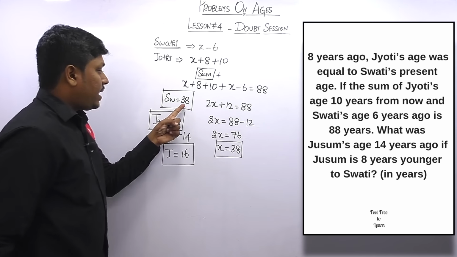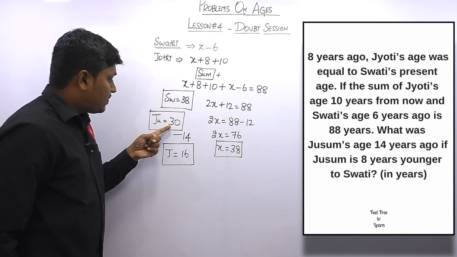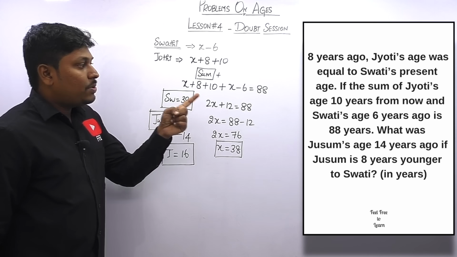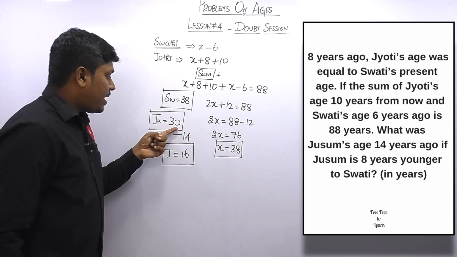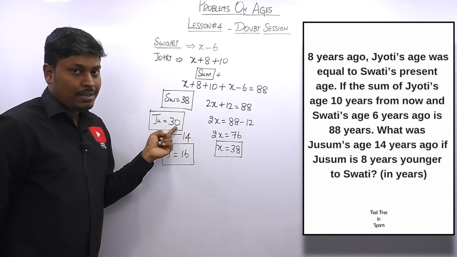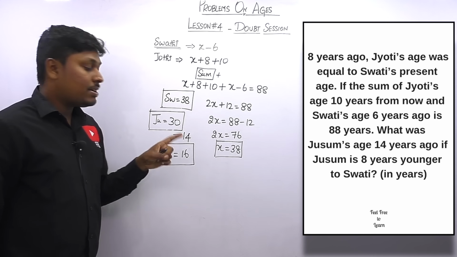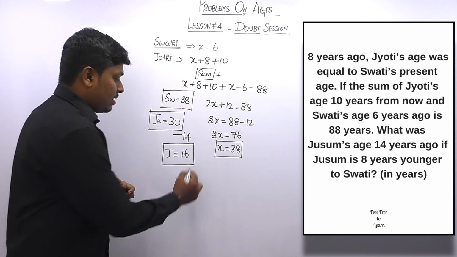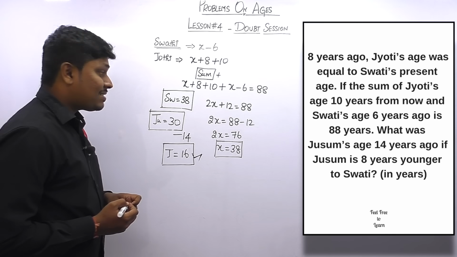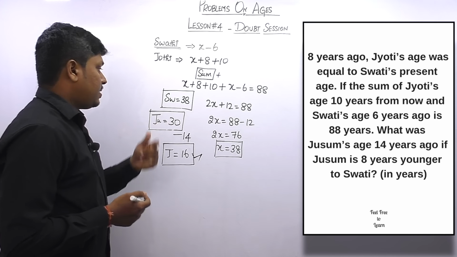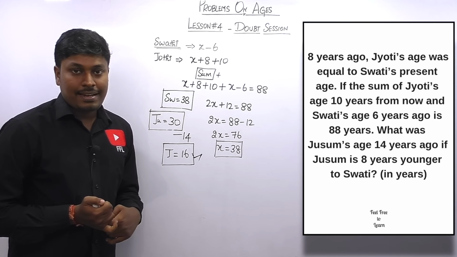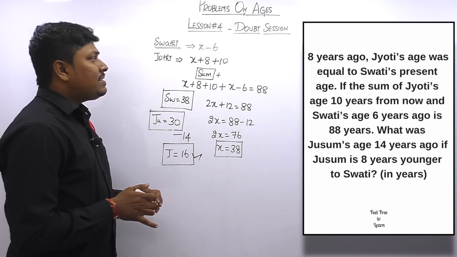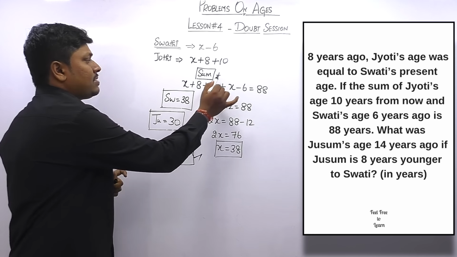So this is the present age of Swati, right? And the present age of Jusum is 30, and they are saying he is 8 years younger, so we have subtracted 8, so Jusum's present age will be 30. But our target is to find 14 years ago, what was Jusum's age? 14 years ago, subtract 14, will be 16. So Jusum's age will be 16 years. Yeah, it's correct. So finally, the answer for question number 9 is 16. It's an easy question, but sum is called as an addition.